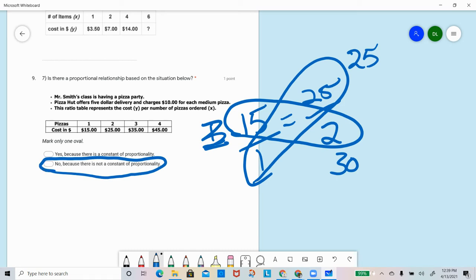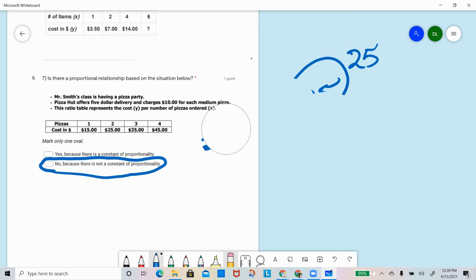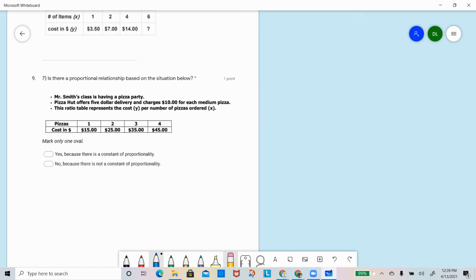And we use this fancy thing called a constant of proportionality, which just means, are we always multiplying by the same number? Constant, always doing the same thing. Of proportionality, are we multiplying by the same number? And obviously we're not. We should have multiplied each one of those by 15, but they weren't, so therefore they are not proportional. And that's question number 7. Let me get rid of all of that, and we'll move on to question number 8.